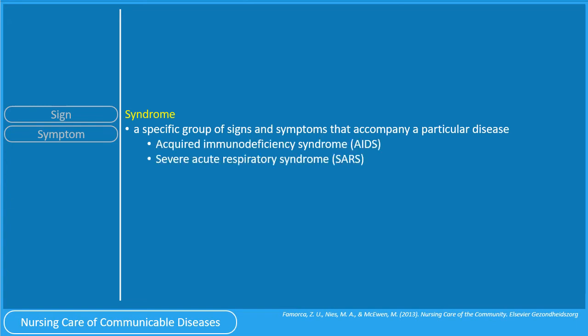A specific group of signs and symptoms that accompany a particular disease is referred to as a syndrome. Examples of syndrome under infectious disease include your acquired immunodeficiency syndrome or your AIDS and severe acute respiratory syndrome or SARS. So that's it.